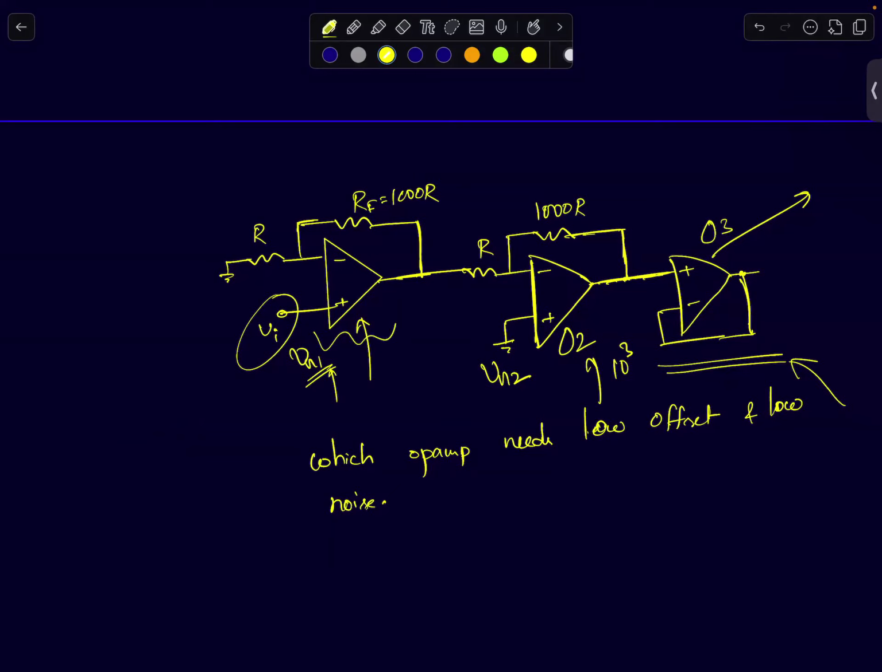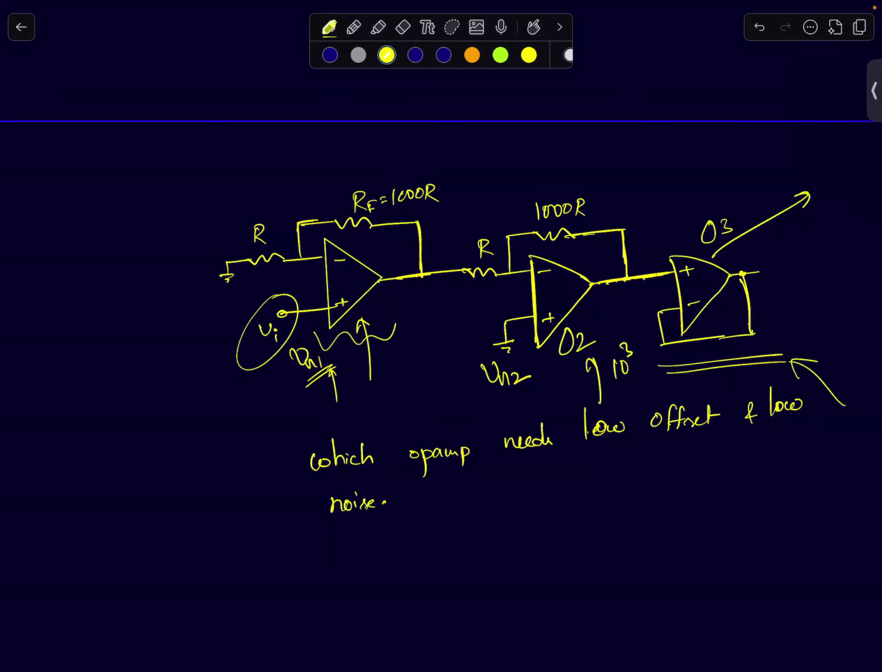Now, I'll just end the class with a very simple question. Can I cancel out noise? See, remember offset, we canceled it out, right? We just put a circuit called offset nulling circuit and canceled it out. Can I not cancel noise also? Is it possible to cancel noise? Yeah. No, not fully, not at all. You cannot cancel noise because it's completely random.